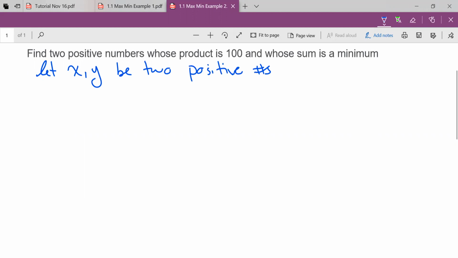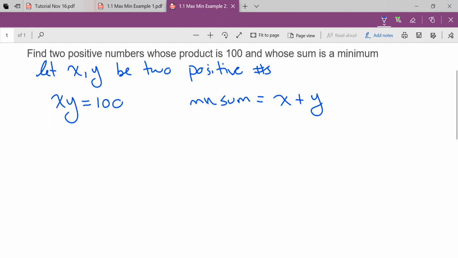So it says two numbers whose product is 100. So x times y is 100, and whose sum is a minimum. So I want sum, and I want a minimum sum. And again, when I hear that, min or max, that tells me that's where I'm going to be taking my derivative to do my first derivative test.